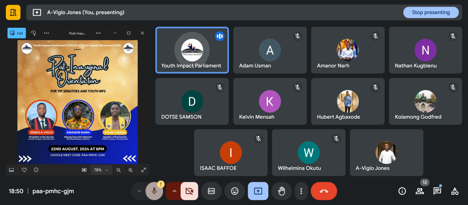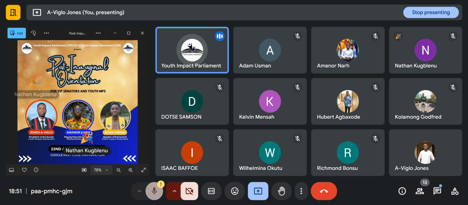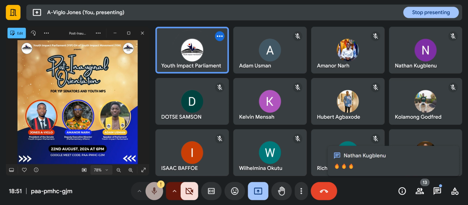So, let's move to the next presentation. That will be done by our fresh new Speaker of Parliament, who assumed office barely, I think, a week ago. Just some few days now. He's still wrapped in the robes to give us his first online presentation in his new office. May I invite to the floor to speak on leadership values and ethics and duties of senators and youth MPs, Right Honorable Adam Usman, Speaker of the Fourth Parliament of Youth Impact Parliament, Ghana.